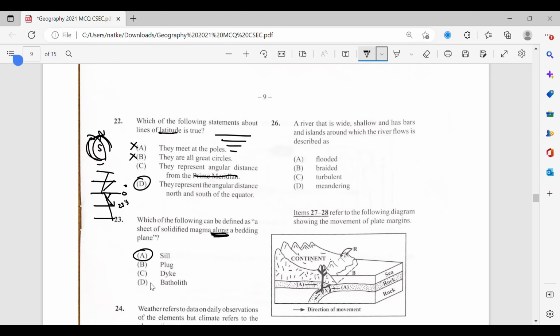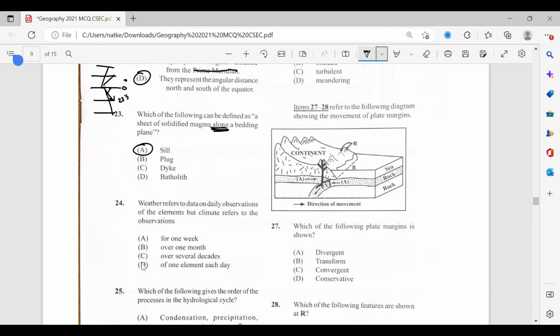Number 24. Weather refers to data on daily observations of the elements, but climate refers to the observations over a longer period of time. We know that one. So it's not a week, not a month. Several decades it would have been. So that would have been letter C for number 24.